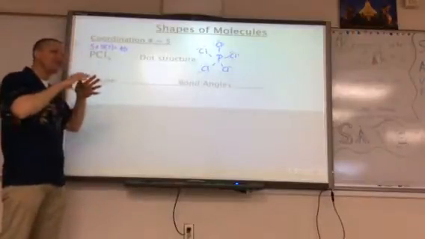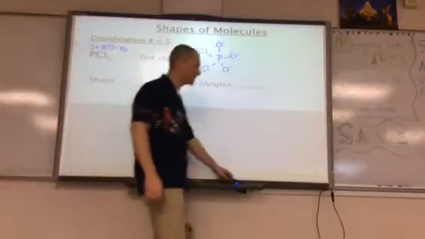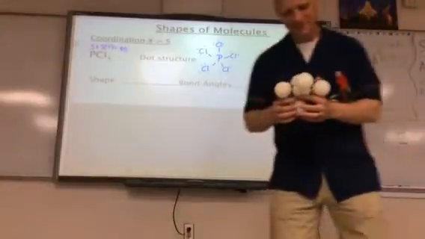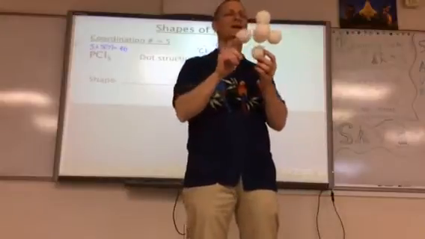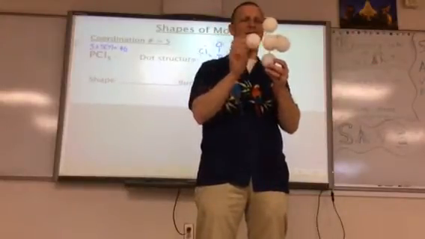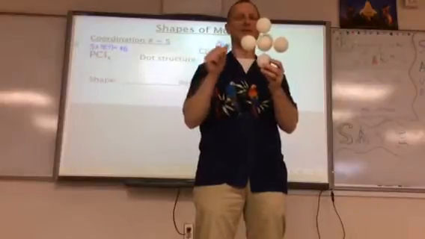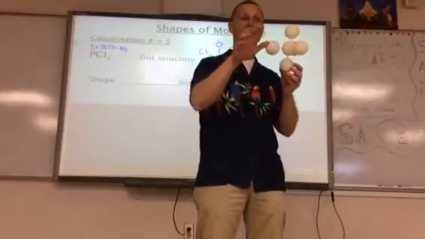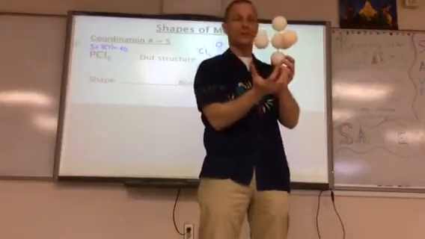How would 5 Cls arrange themselves around the phosphorus? Pyramid? Pentagonal prism? Rhombus? It's a double pyramid kind of thing, right? It looks like you got a pyramid above and a pyramid below.